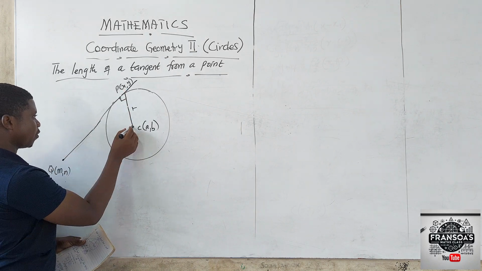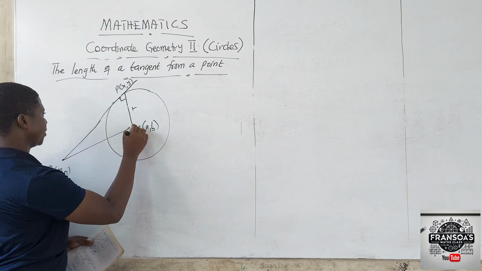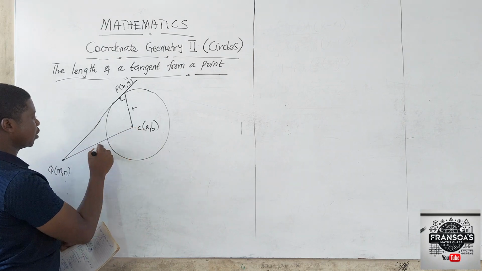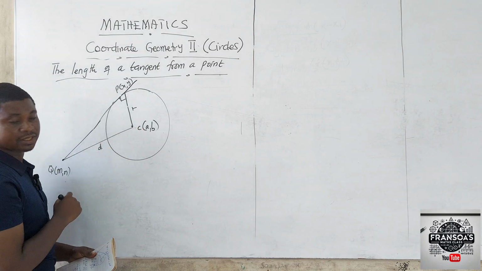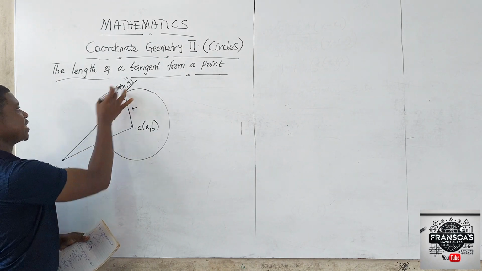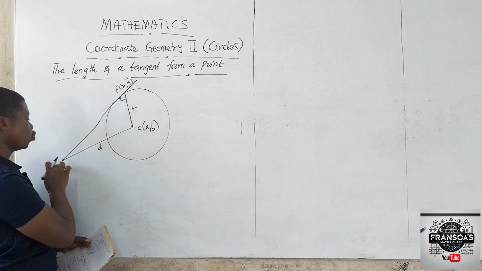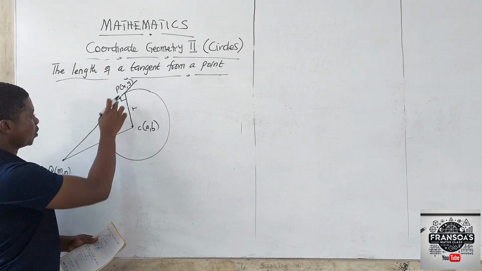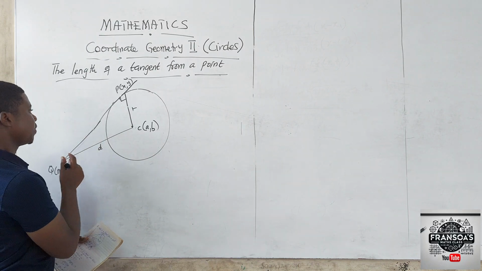So we want to find the distance from here. So let's use D for that. So this is our D. We want the distance from the tangent to the point.